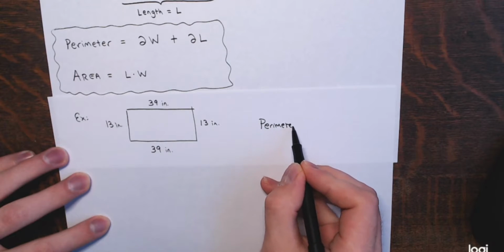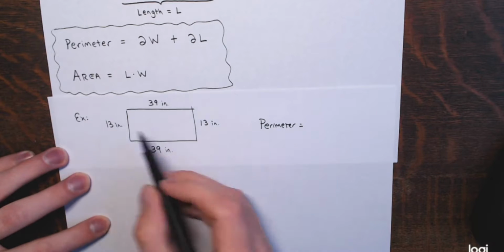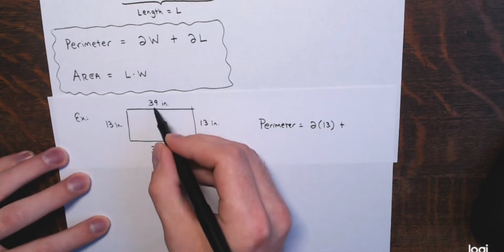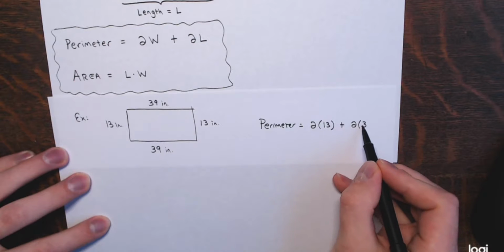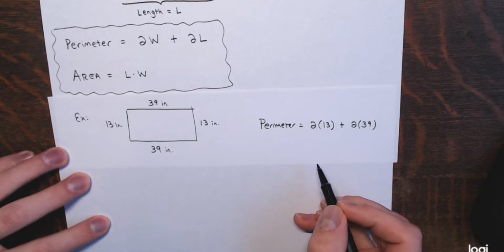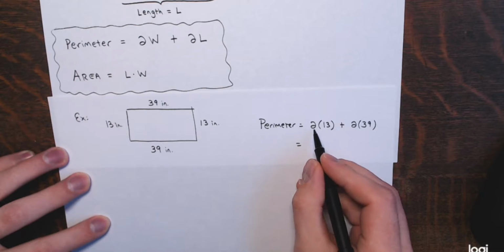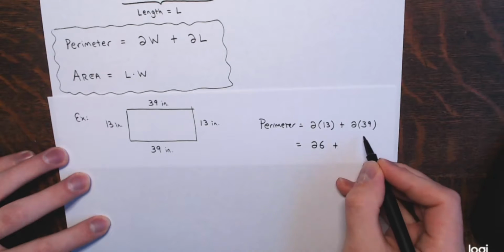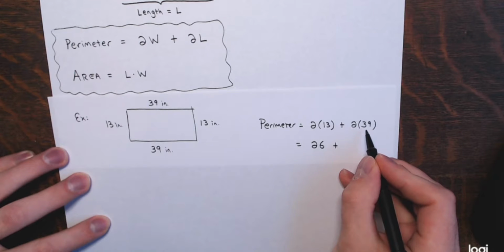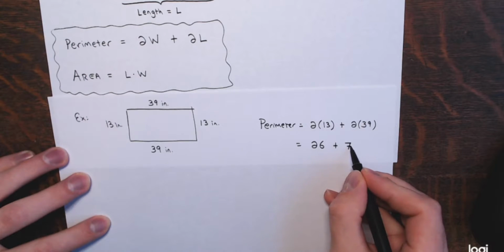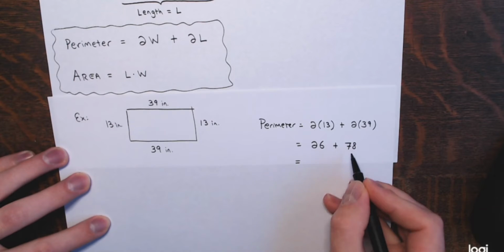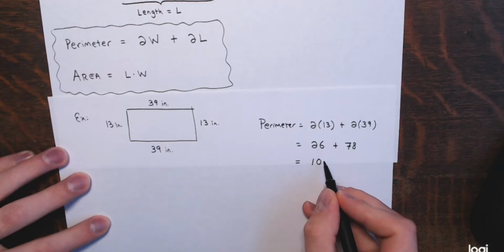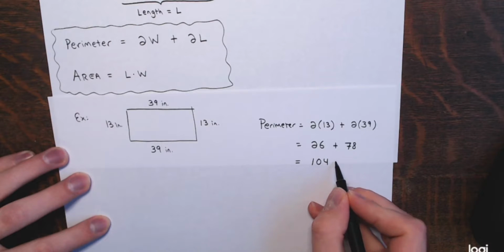Again, very simple. It's 2 times 13 plus 2 times 39. Right? And then we just add this stuff up, right? Multiply and add. Now 13 and 13, 2 times 13, that's 26 inches. 2 times 39, or 39 plus 39, that's 78 inches. And then 26 plus 78 is 90 plus 14, that's 104 inches. And there's your perimeter.